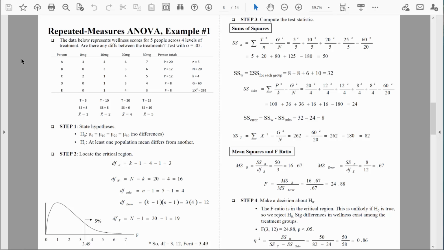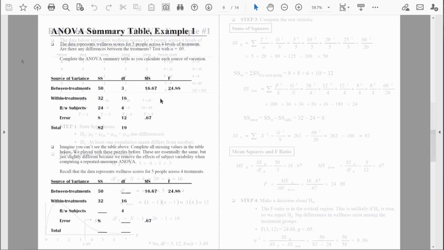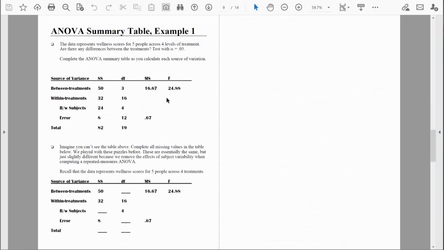Welcome back, everybody. The last time we got together, we went through this first complete example of a repeated measures analysis of variance. And by the time we got to the last step, we were able to complete this entire ANOVA source table.